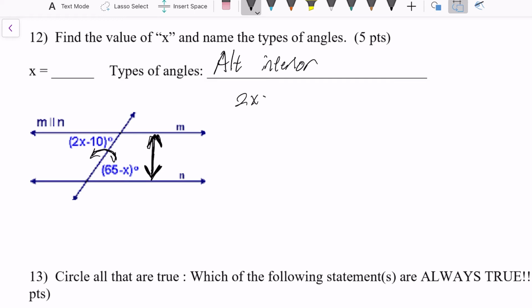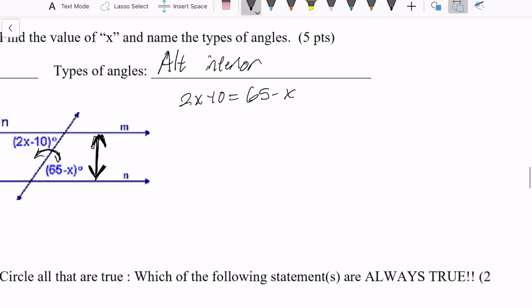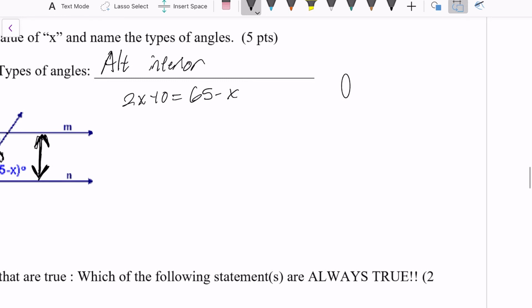So I set this 2x minus 10 equal to 65 minus x. And I'm going to go through my steps. Step 1 is to, I'm going to turn off ink to shape.